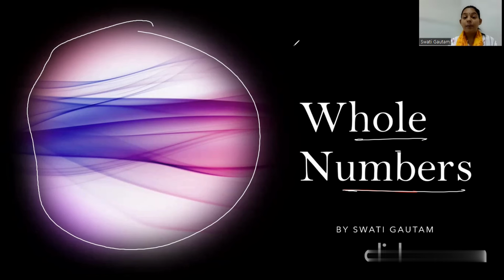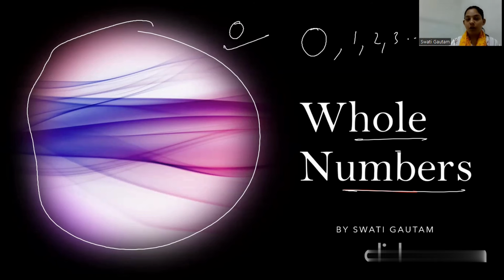So it means whole numbers are those numbers which start from zero and move from 0, 1, 2, 3 and so on up to infinity. There is no largest whole number, but the smallest whole number is 0. So whole numbers start from 0 and go up to infinity, right? The smallest whole number is 0 and there is no largest whole number because whole numbers go on and on and on.